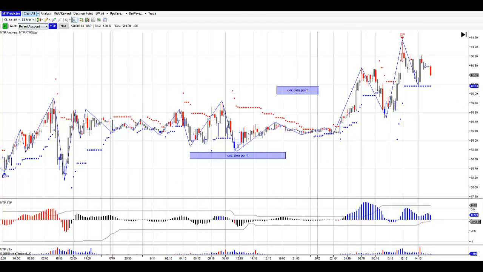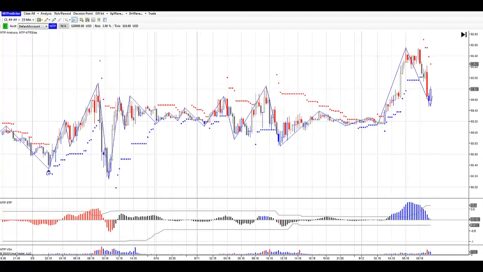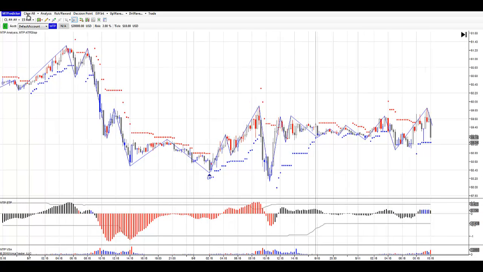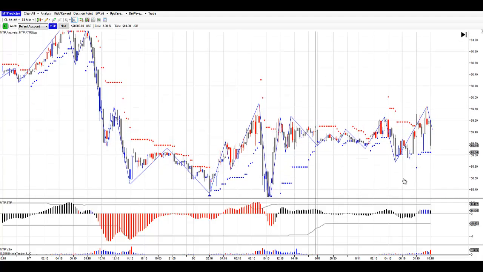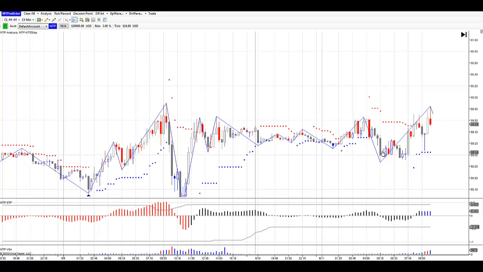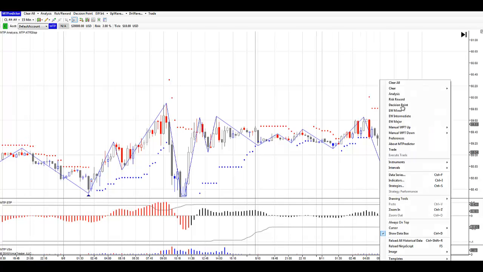Okay, let me clear all these levels off here. So just to give you an example, if we go back here, I'm going to eliminate the right hand side of the chart. You see we've got a swing low here on the 15-minute chart. Just swing high here. The software connects these swings automatically. But what we want to do to find our next level of support or resistance is take this swing low here. I'm just going to right click on that swing low and choose a manual decision point.